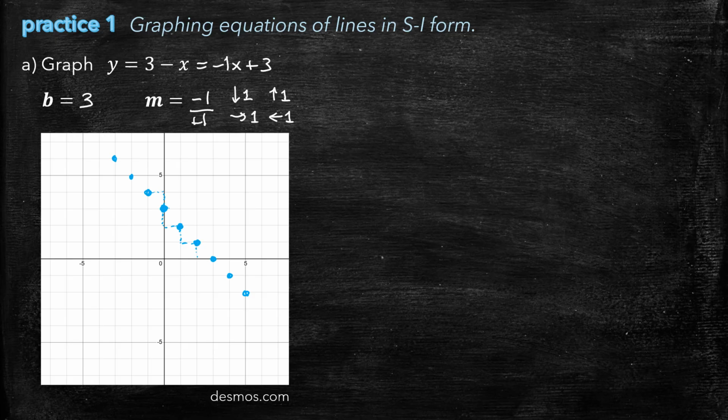And then now in this case, we do connect the dots because x could be a half, right? 3 minus a half would be 2.5. So that's allowed. So we will connect the dots, and this is the graph of the line.